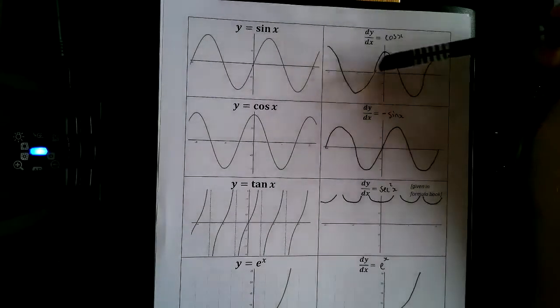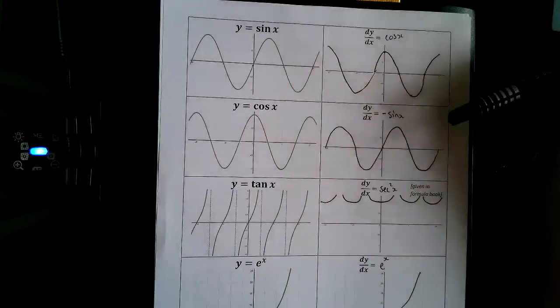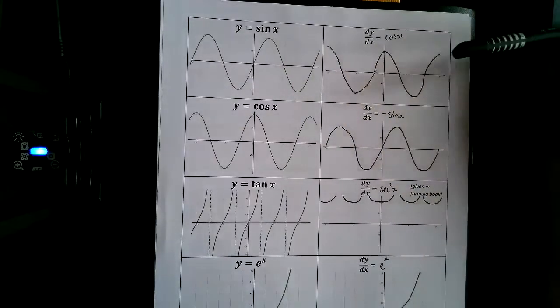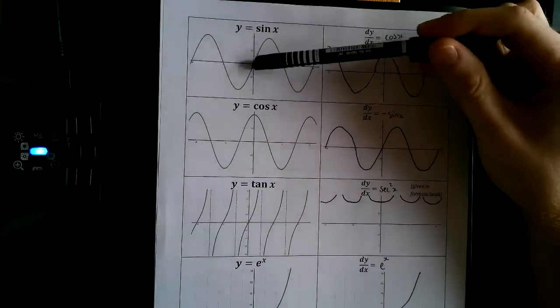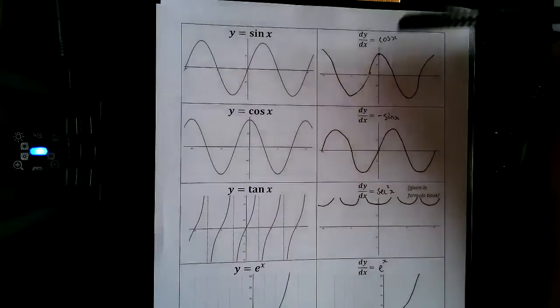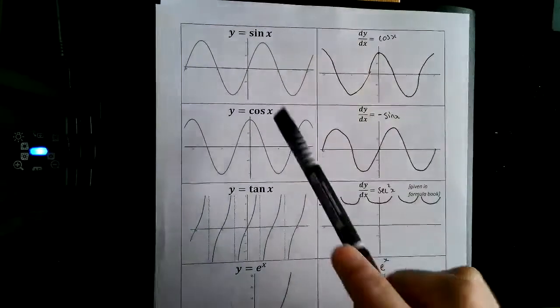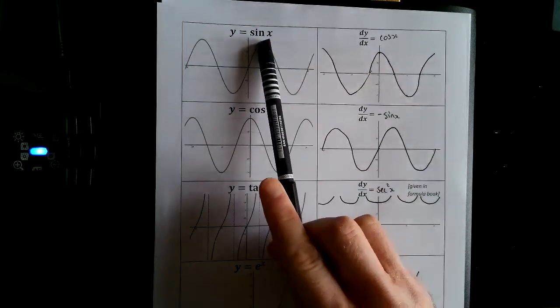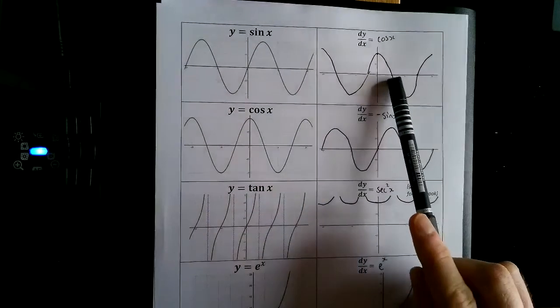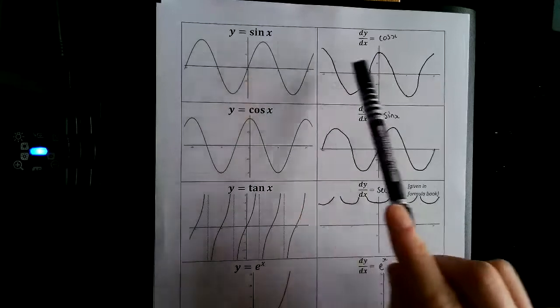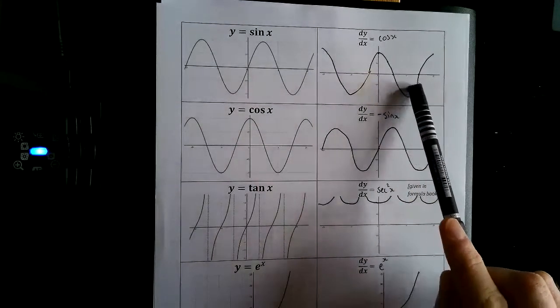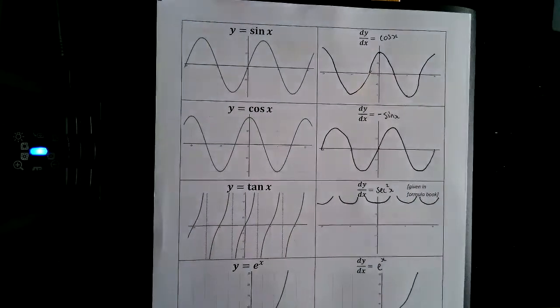You don't need to know about this graph. I've just sketched the graph as best I could to show you that, look here, at 0 the gradient is 1. At pi over 2, the gradient is 0. And if you keep doing each point, you should get that you can trace out the cos graph.